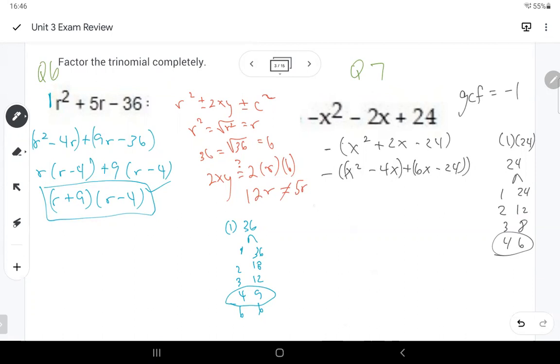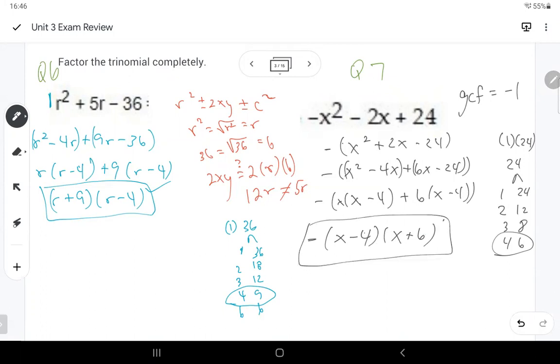Okay. So we'll have x minus 4. And we'll pull out a 6 and we'll have x minus 4. So we have negative out front. We have x minus 4. And we have x plus 6. Again, if you wanted to check yourself, you would be correct with that.